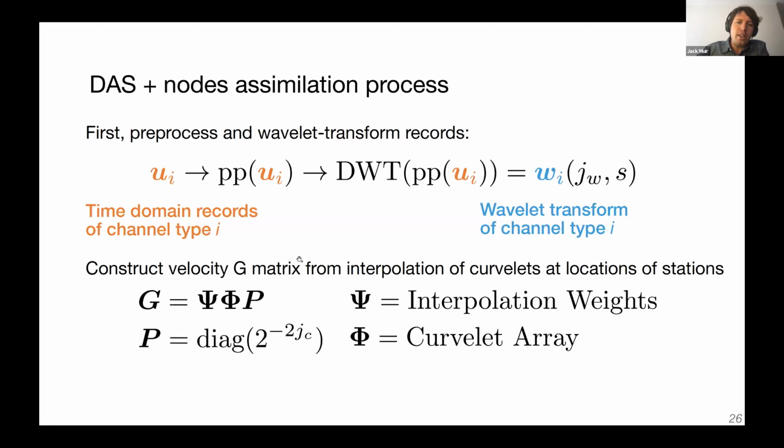So what the curvelets would be seeing in velocity space rather than strain space, from the interpolation of curvelets at the locations of the different stations. So this G here is the overall sensing matrix, which is constructed from some interpolation weights, the curvelets themselves, and the preconditioning matrix that I talked about earlier.